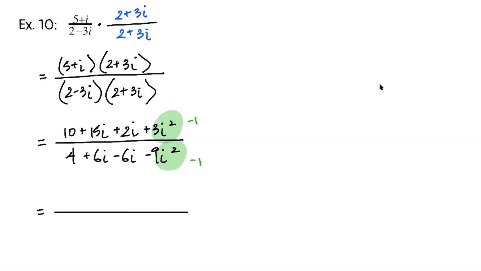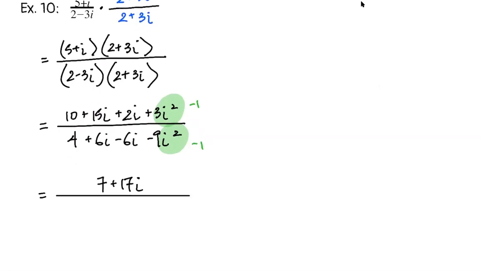Yeah, Eric, it is sort of like that, the x squared plus 4. Mhm. Yeah, we're going to get minus 3, right? So 10 minus 3 is going to give us 7, and then plus 17i. So that's our numerator.